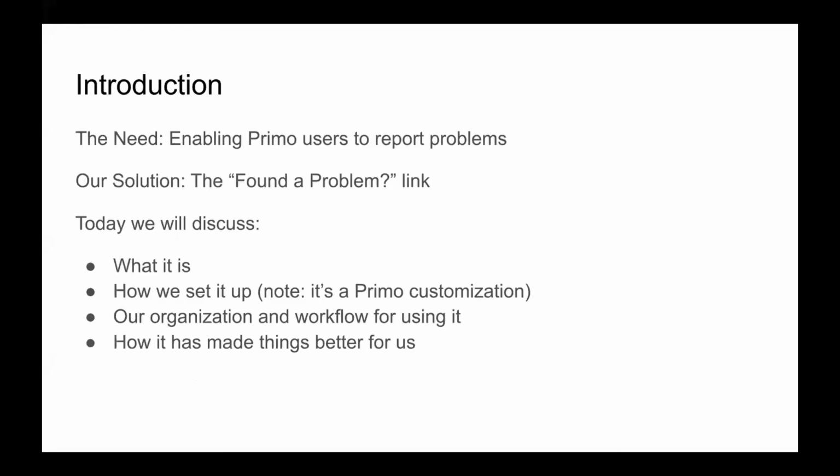So, our response to this need is the Found a Problem link that we've added to Primo. In this presentation, I'll discuss what the Found a Problem link is, how and why we developed it, how we set it up, and I'll mention right up front that this was done using JavaScript in the Primo customization. It's not a basic setting in Primo VE. After that, we'll look at our team organization and workflow for handling reports, and finally, how it's helped us with a few concrete examples.